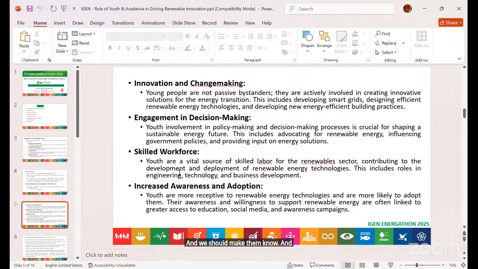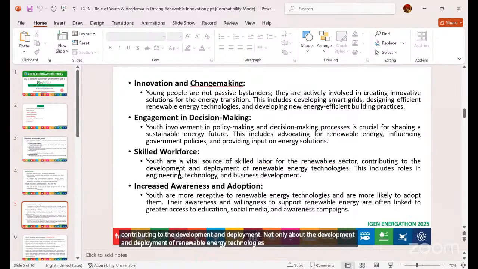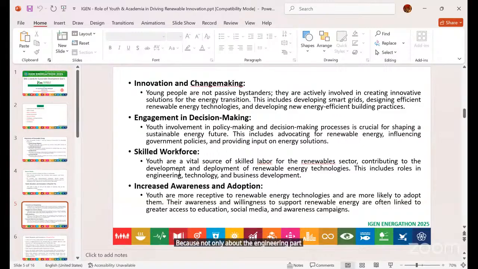And next is the skilled workforce. Youth are a vital source of skilled labor for the renewables sector, contributing to the development and deployment of renewable energy technologies, which includes roles in engineering, technology, and business development. Not only the engineering and technology parts, they are also useful for the business development of our country and our states.